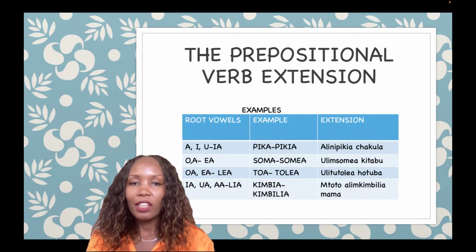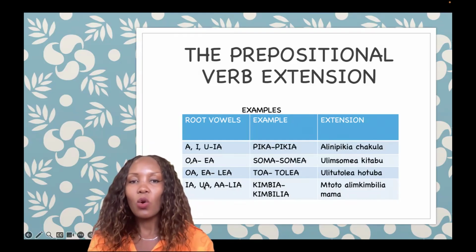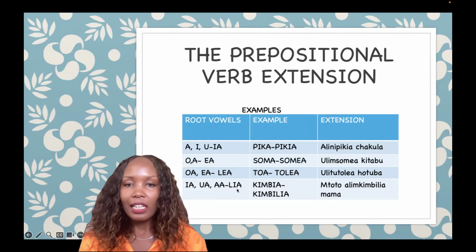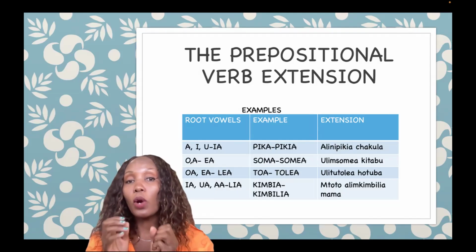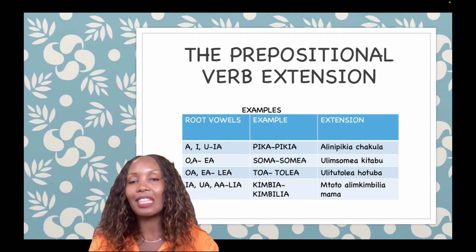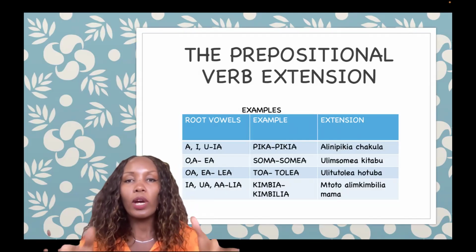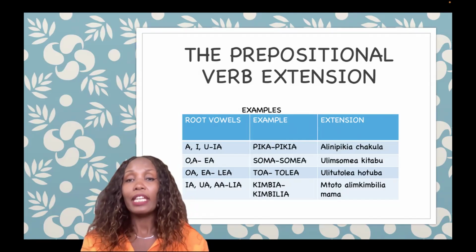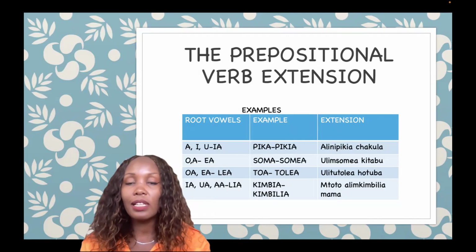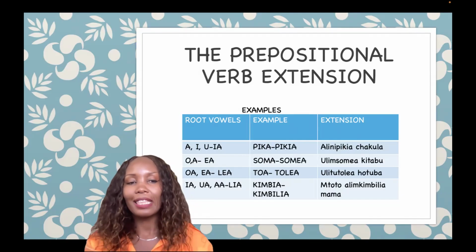Now, again, if the root vowel is a, i, or u, you have ia; e or o, you have ea; oa and ea, you have lea ending; ia, ua, aa, you have the lia ending. So if you're watching this on Spotify, you might not know this, but this is a video, so I hope you're able to watch it because this chart is quite important and it'll help you remember what we are working on. I will also include the notes in the description box. Next we're going to do a drill, and the drill will help internalize this concept so that the more you listen to it, the more natural this becomes for you.